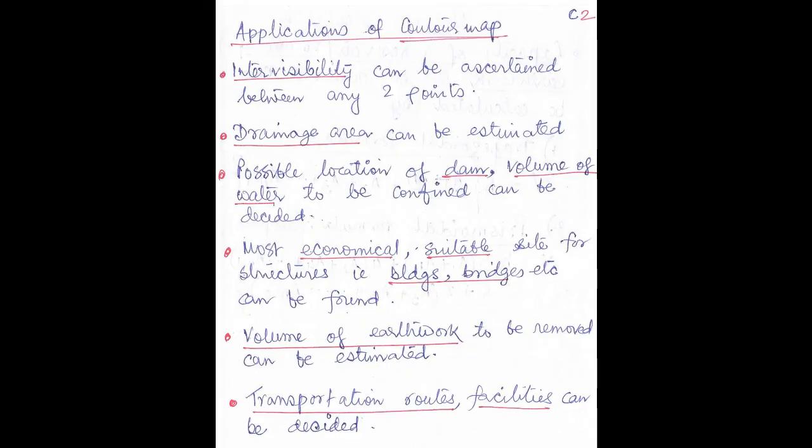Let us see what are the applications of a contour map. Number 1, intervisibility can be ascertained between 2 points. Number 2, drainage area can be estimated. We will discuss it just after a few minutes or in the next slide. Number 3, possible location of a dam and volume of water to be confined can be decided. Number 4, the most economical suitable site for structures, that is buildings, bridges, etc., can be found. Next, volume of earthwork to be removed can be estimated. Also, the transportation routes and facilities can be decided from the contour map.